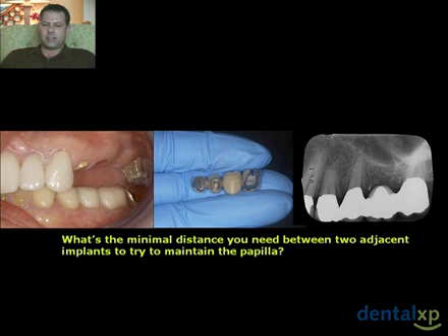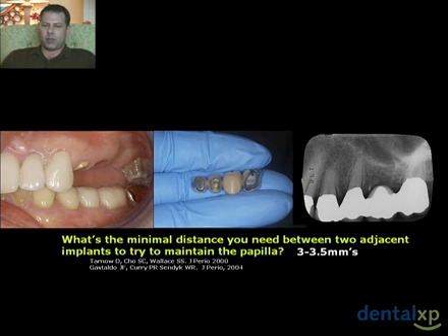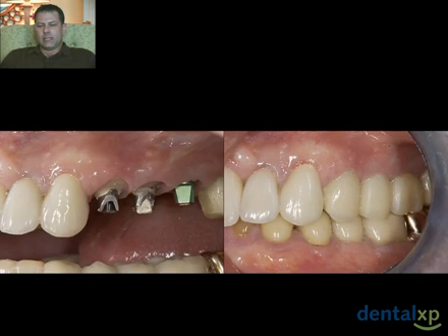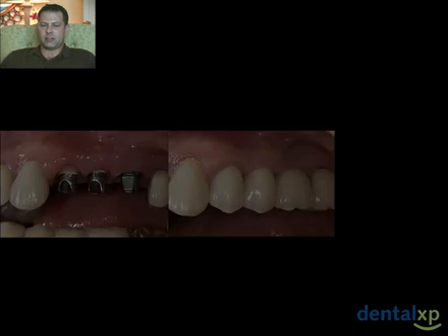So what's the minimal distance you need between two adjacent implants to try to maintain the bone and therefore the papilla? The literature tells us that it's somewhere around 3 to 3.5 millimeters. Well, we go ahead and we place our temporary abutments just as described before by adding the contour labially to try to create the illusion of a scallop. And actually, considering that there are 3 implants close to each other, this is a very good result.